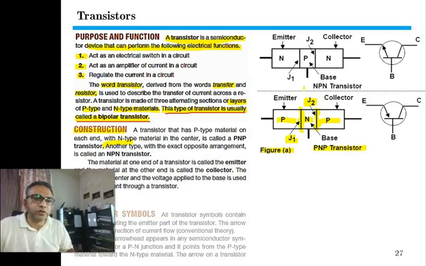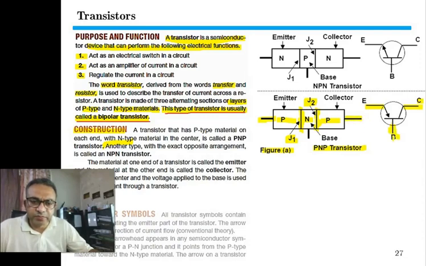Right, now we come to the symbolic representation of the PNP transistor. Here is the emitter terminal, the emitter terminal in the construction, and then we see the collector terminal, here in the construction, and then there is the base terminal over here. And this arrow indicates that this transistor is our PNP transistor. This is the symbolic representation of the PNP transistor.